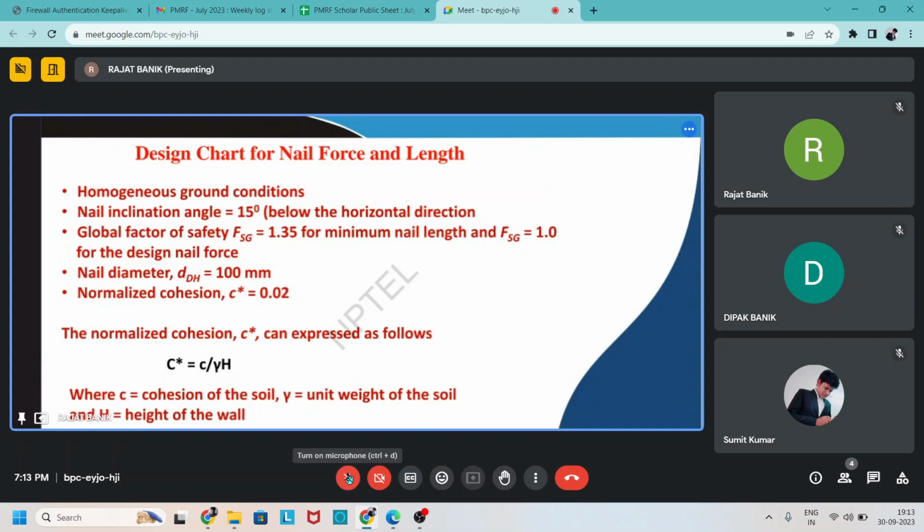Safety factor F_ST is equal to 1.35 for minimum length, and for maximum force F_ST is equal to 1.35. Then nail diameter D_H is equal to 100 mm. Normalized cohesion is 0.02, and this normalized cohesion is C by gamma H, where gamma is the unit weight of soil, and H is the height.